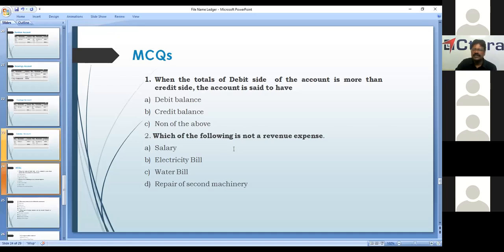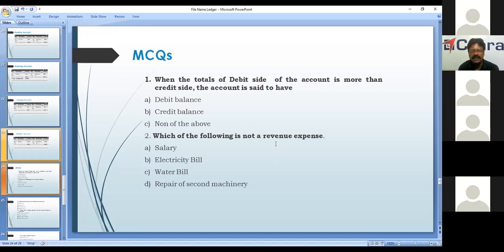Which of the following is not a revenue expense? What is revenue expense? What is capital expense here? Salary is a recurring expense. Every month we have to pay salaries.